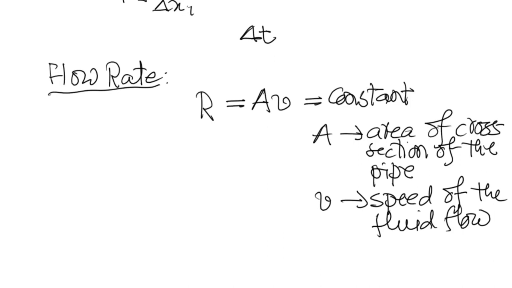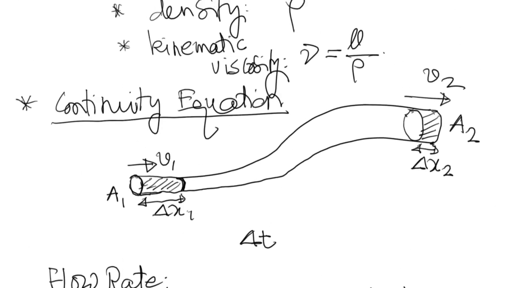Now we consider some assumptions of the continuity equation. First, we consider that the tube is having a single entry and single exit, as we have shown here. A single entry point here, single entry and single exit.